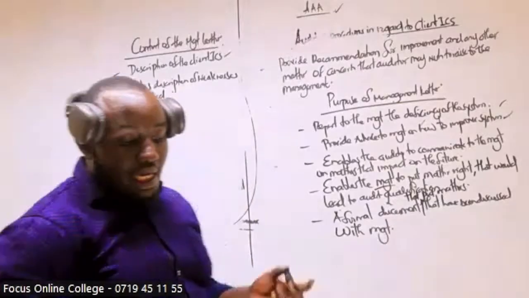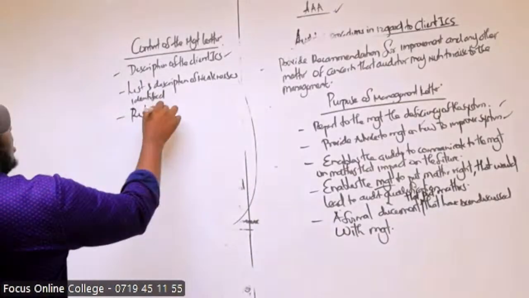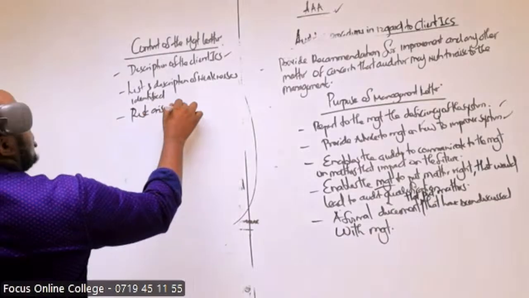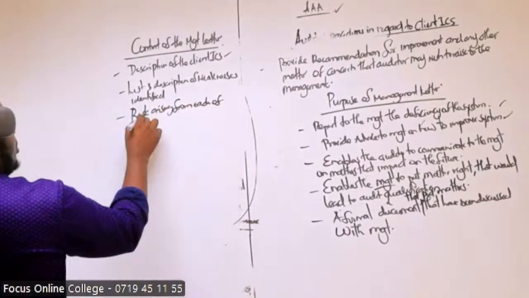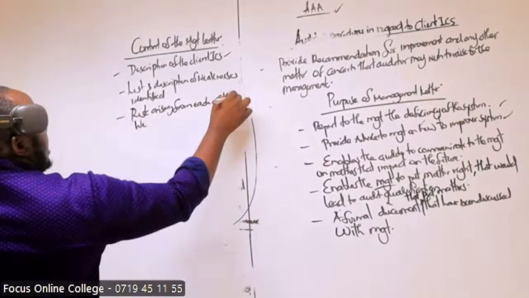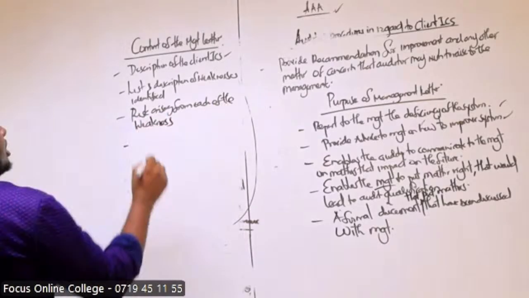Risk arising from each weakness. So we can have the risks arising from each of the weaknesses, risks that basically arise from each of the weaknesses.